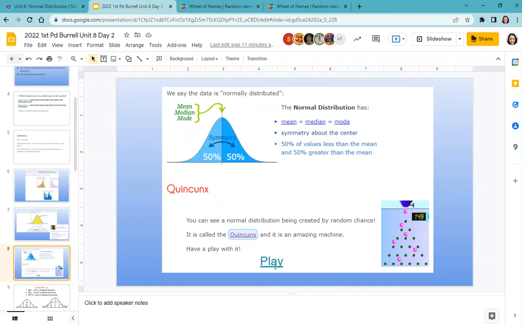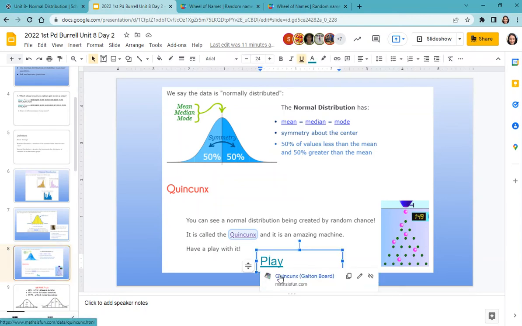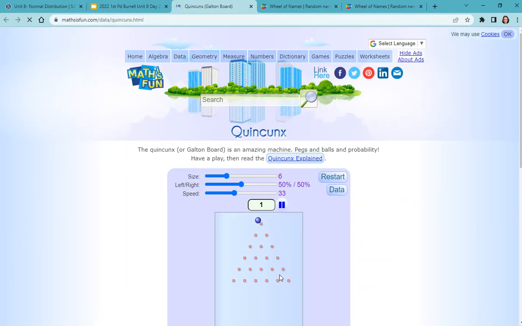So here is another little game that we can play just to see a normal distribution. It's kind of fun. We're on slide 8 right now. If you are not on slide 8, I recommend that you go there and click this little button at the bottom that says play. We're going to keep the left right at 50-50. That should create our normal distribution. You can speed it up if you want to see it happen a little faster.